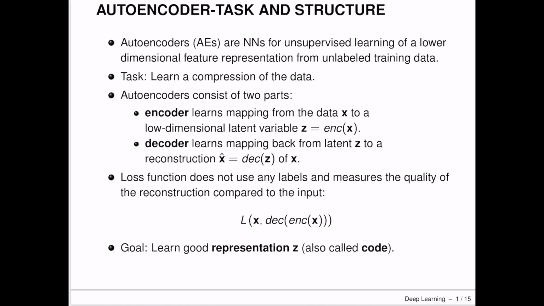The loss function is usually one that compares the quality of the reconstruction of the input to the input. So we have a loss function that takes as one argument the input and as a second argument the reconstruction of the encoder. So we give X as input, encode this with the encoder part, and decode it then with the decoder part, and by this get the reconstruction of our input.